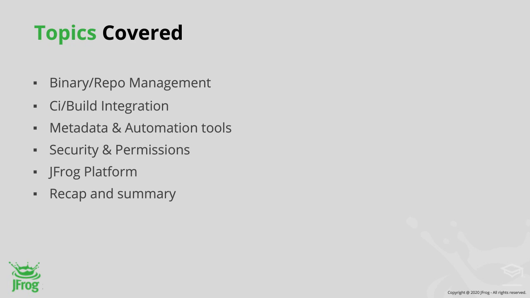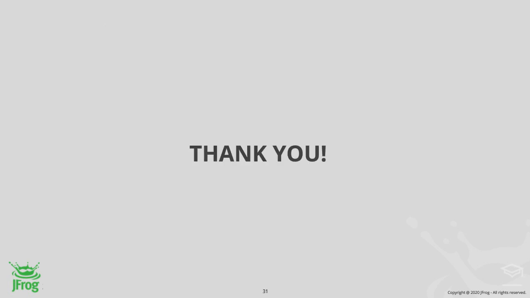And we quickly touched on automation tools. Then we talked about security and permissions, the fine-grained control that Artifactory gives you on who has access to what. Then we quickly, about a minute and a half, 2 minutes, touched on the JFrog platform, and here we are with the recap and summary, okay? So thank you. I'm going to quickly look at some of the questions that we have.